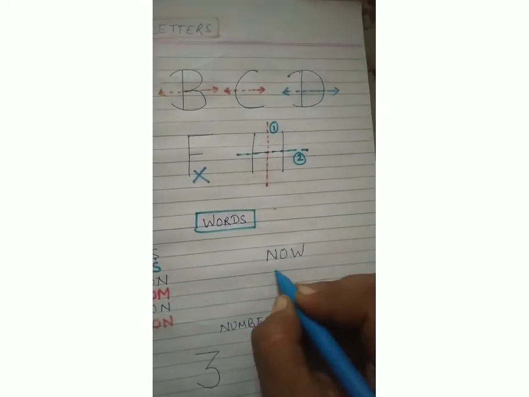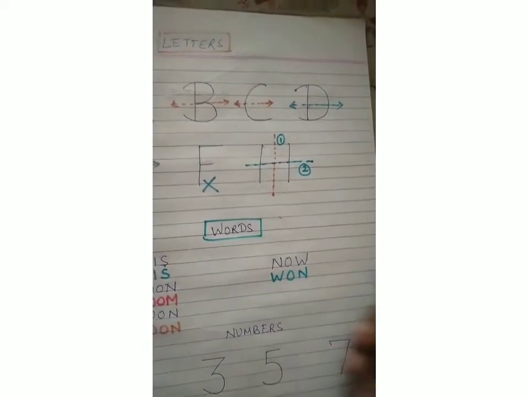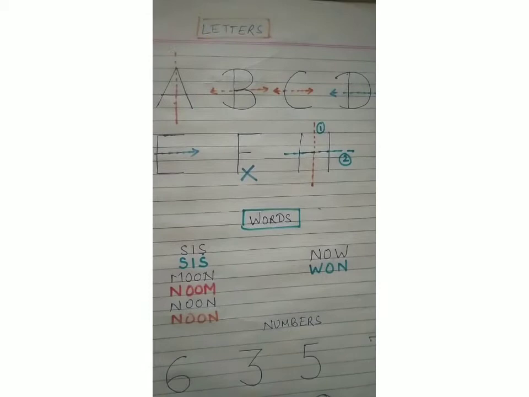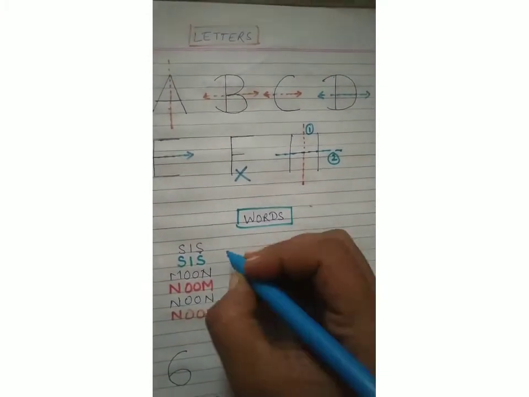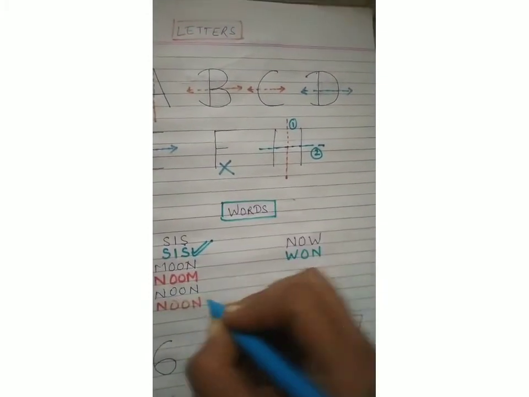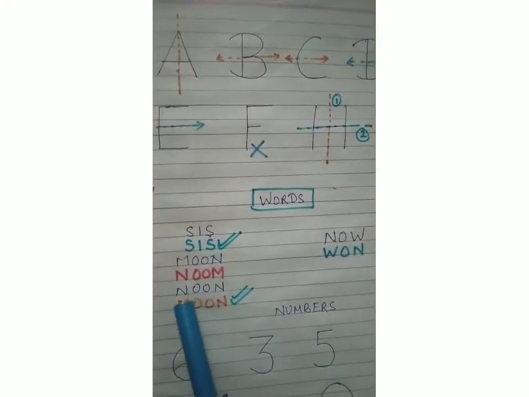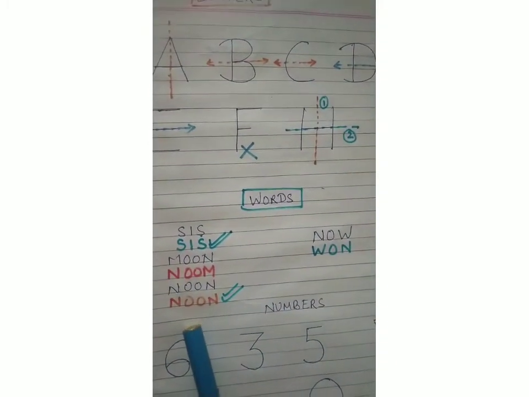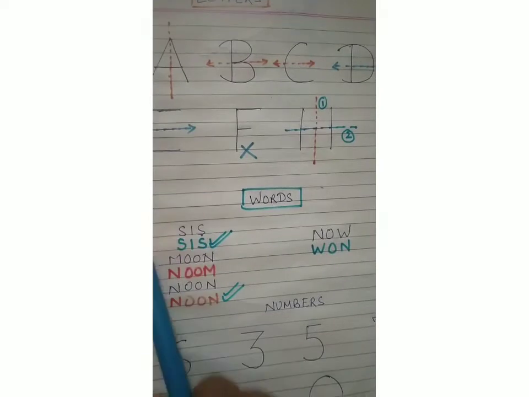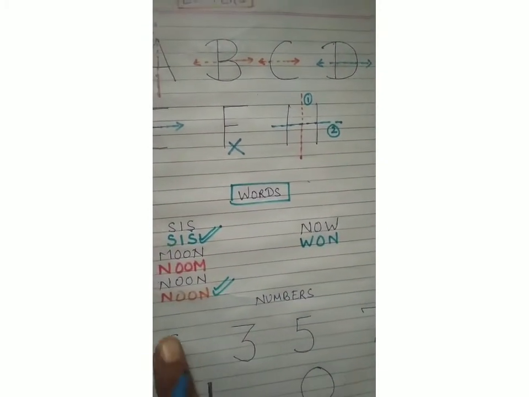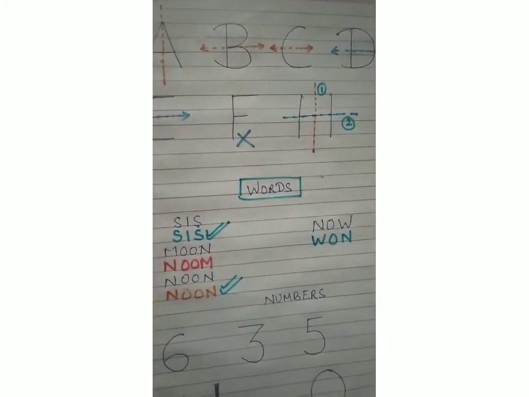Now, when I will write moon, I will get W-O-W, wow. That means, in these cases, I got sis and noon. These two words are symmetrical. When I turn them in half turn, I will get them in the same position.